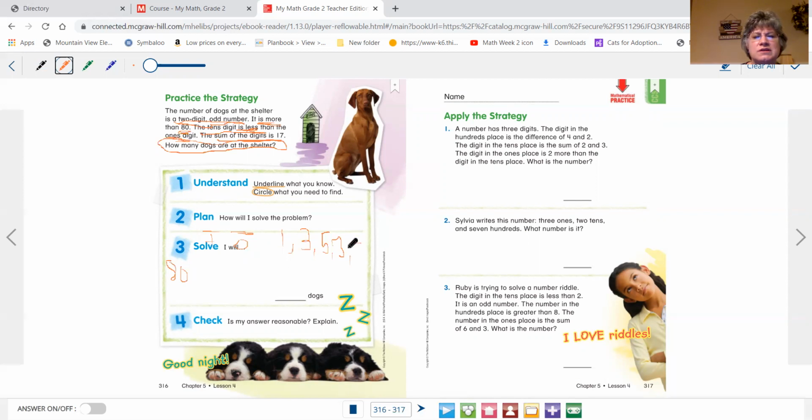And then, of course, 9. So 1, 3, 5, 7, or 9. Those, we know those are my odd numbers. Okay. We also know the sum has to equal 17.